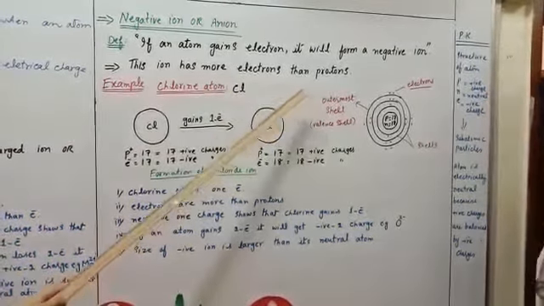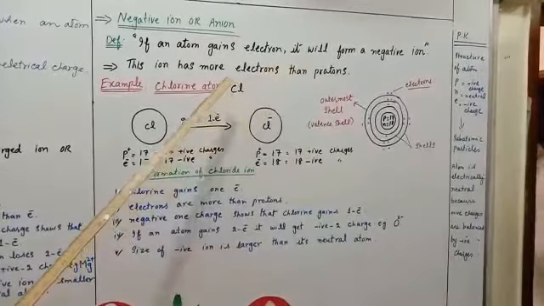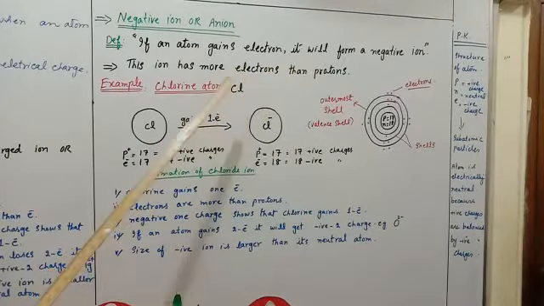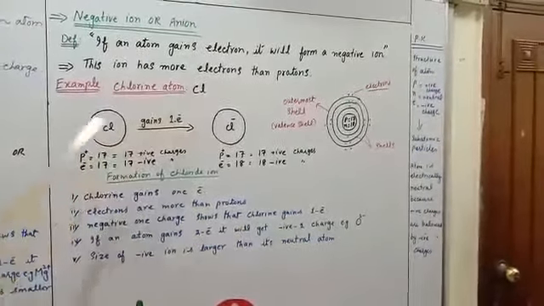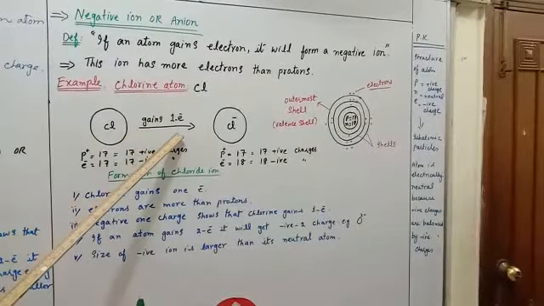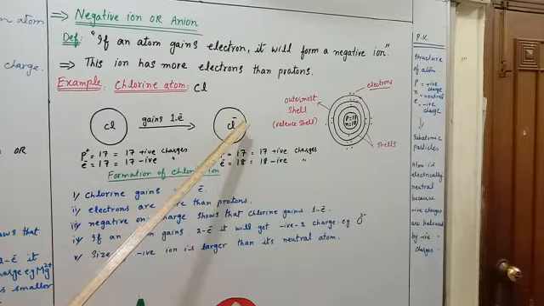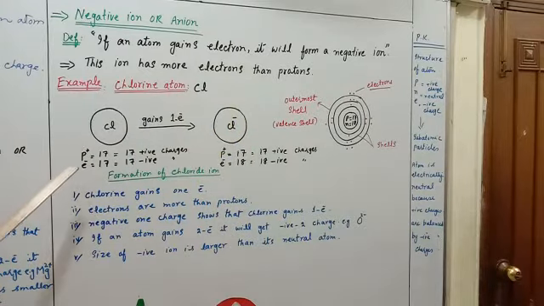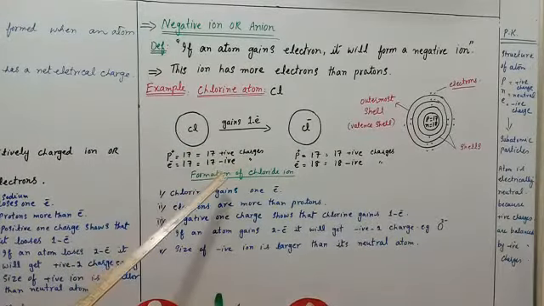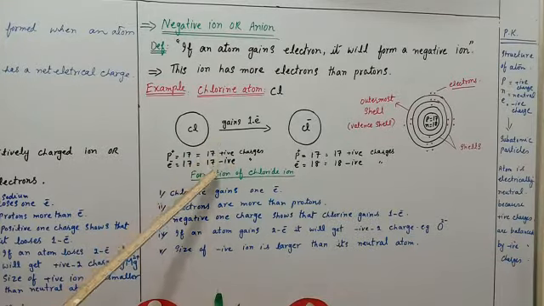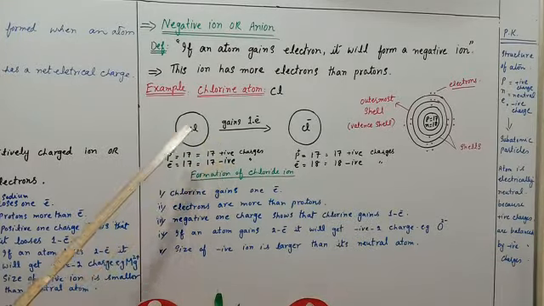Protons are less than electrons. Now consider the example of the chlorine atom. Chlorine, when it gains 1 electron, carries negative 1 charge. Now consider the atom of chlorine. It carries protons 17, electrons 17. So it carries 17 positive charges and 17 negative charges. Both positive and negative charges balance each other, and chlorine as a whole is a neutral atom.